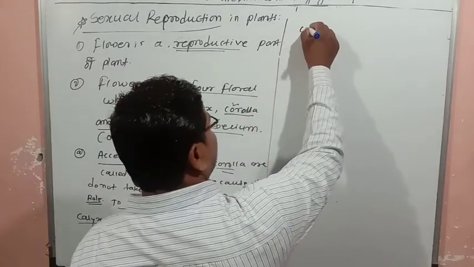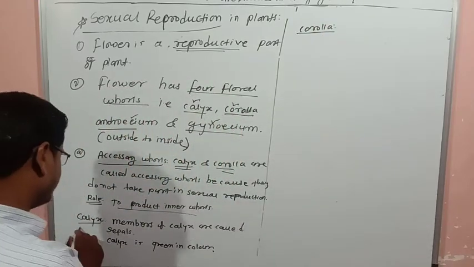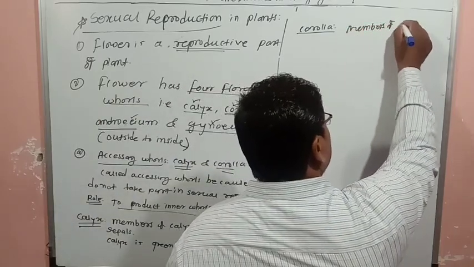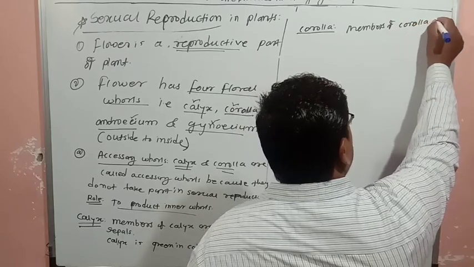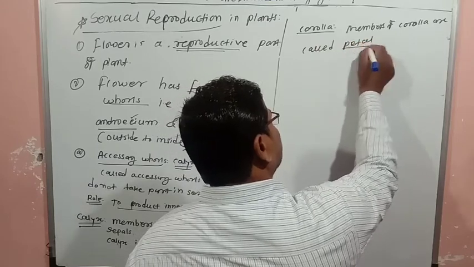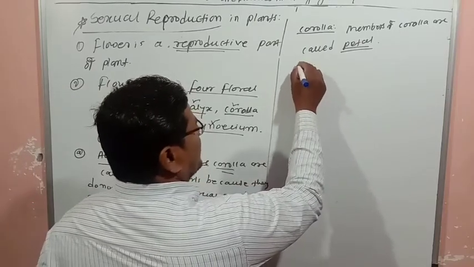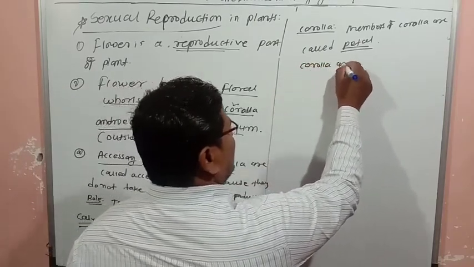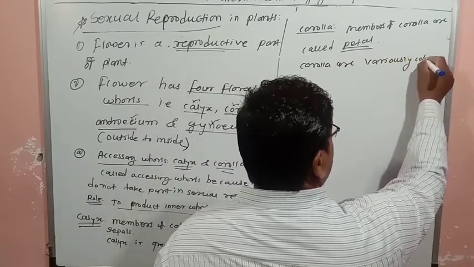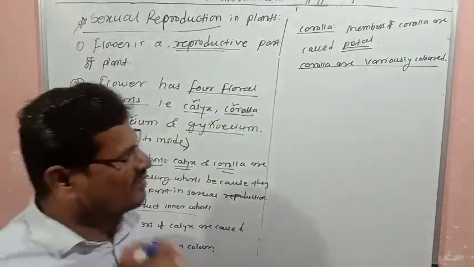Then the corolla. In the case of the corolla, members of corolla are called petals. Corolla are variously colored. They may be having different colors.